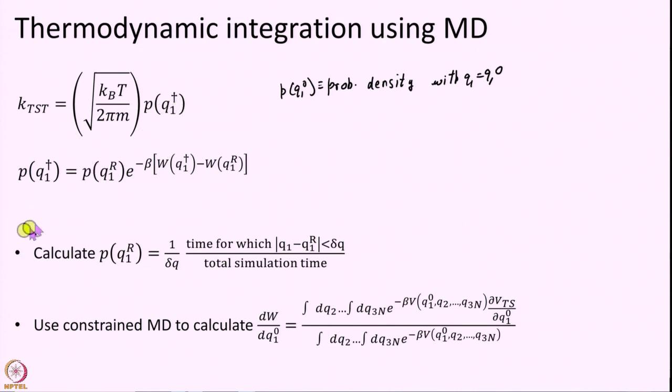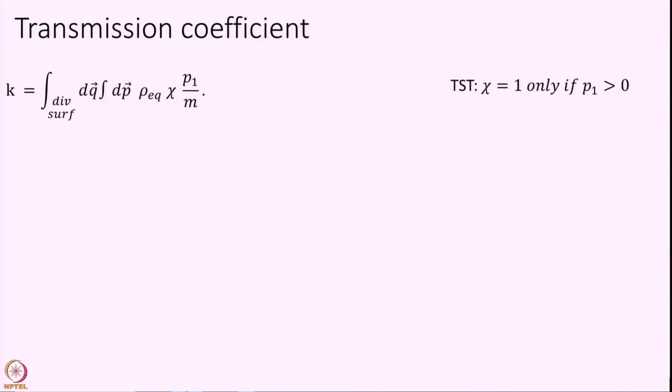And then we had worked out a scheme to calculate this P of q1 dagger. We figured out that P of q1 dagger can be written as P of q1r times this Boltzmann distribution, where W is a kind of free energy. And then we figured out a scheme to calculate P of q1r and this difference as well from the last module. Okay, so today, let us do something more. So, this is our actual formula for k, this big integral.